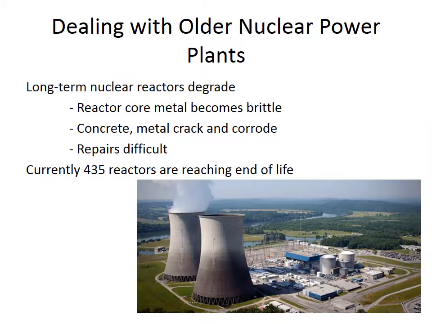So how are we going to deal with it? We also need to deal with old nuclear power plants. The reactors degrade over time, and all the pieces they're made of are contaminated. The core metal starts to become brittle. As it does, it increases your risk of having a meltdown. Things crack. They fall apart. Repairs are difficult. And in the US, we have a lot of reactors that are getting old. We don't know what to do with them.